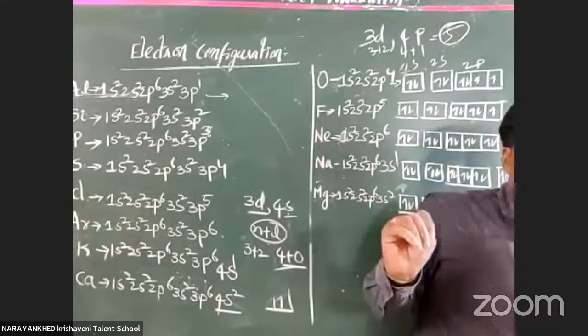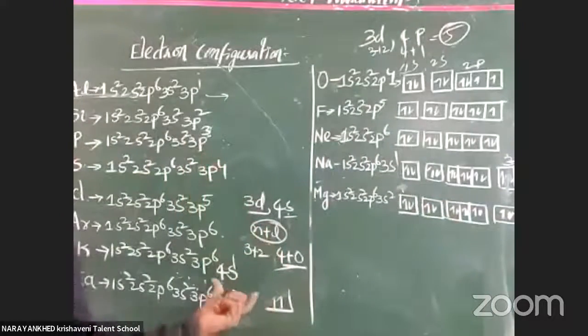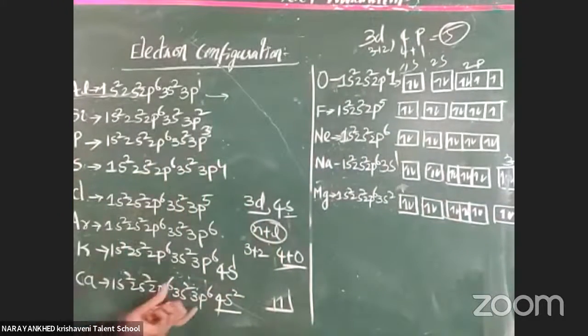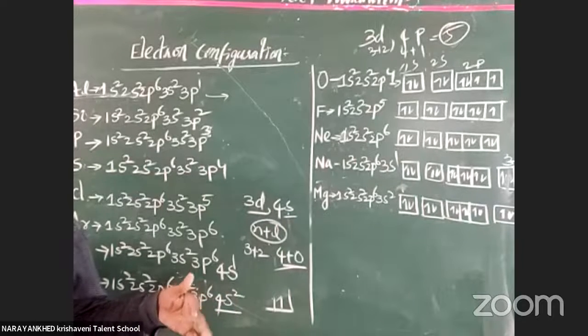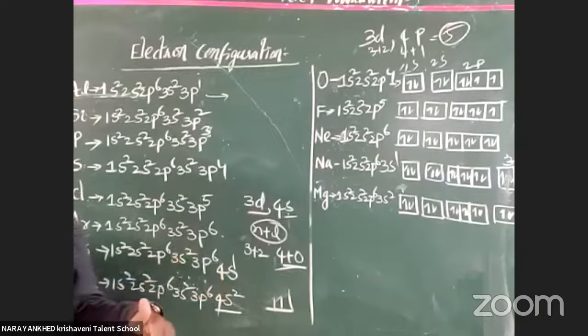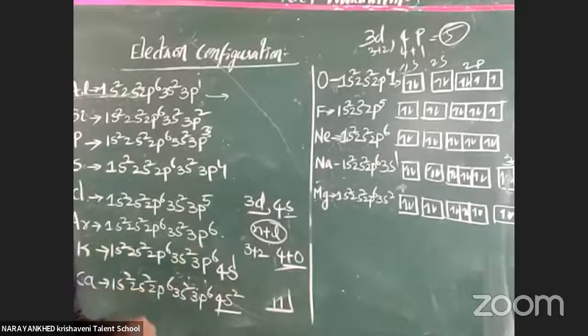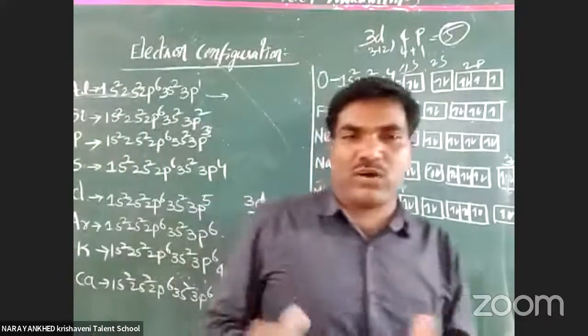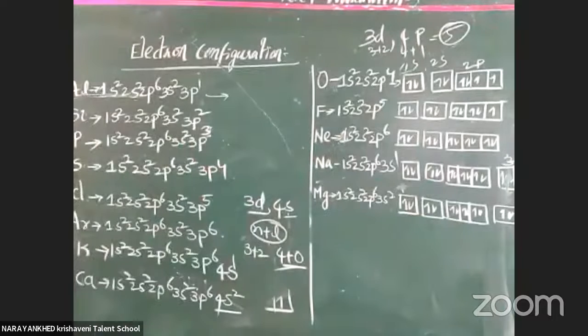Also, students, please write it, up to 20 elements you have to write. If possible, try for the 30th element also. But when you cross the 20 elements, the scenario of electron configuration changes again. What are the changes? We will discuss that now. First, complete up to calcium.